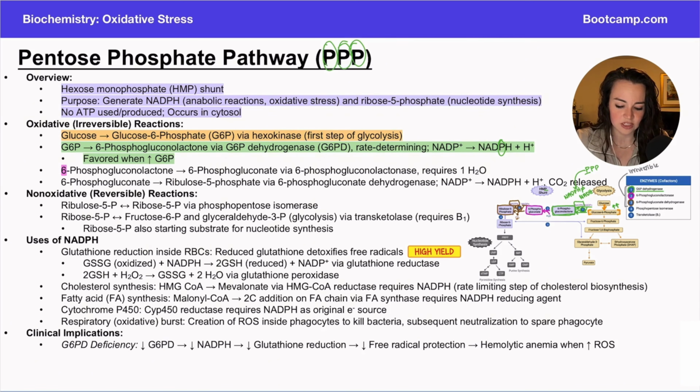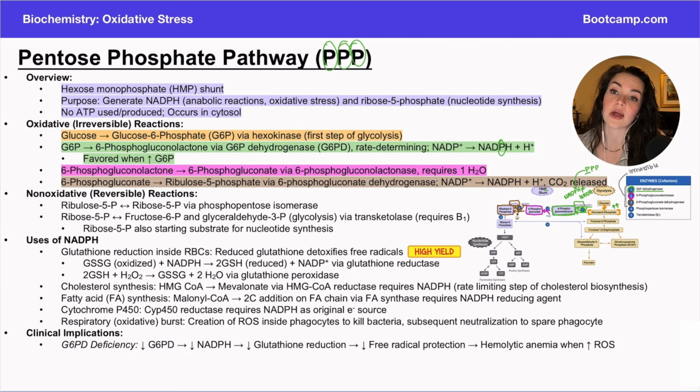We turned that 6-phosphogluconolactone into the 6-phosphogluconate via the enzyme 6-phosphogluconolactonase, and that required 1 molecule of water. And then we got back to the good stuff with another interesting step where we made another NADPH and we released some CO2. We did that by turning 6-phosphogluconate into ribulose 5-phosphate via that enzyme 6-phosphogluconate dehydrogenase.